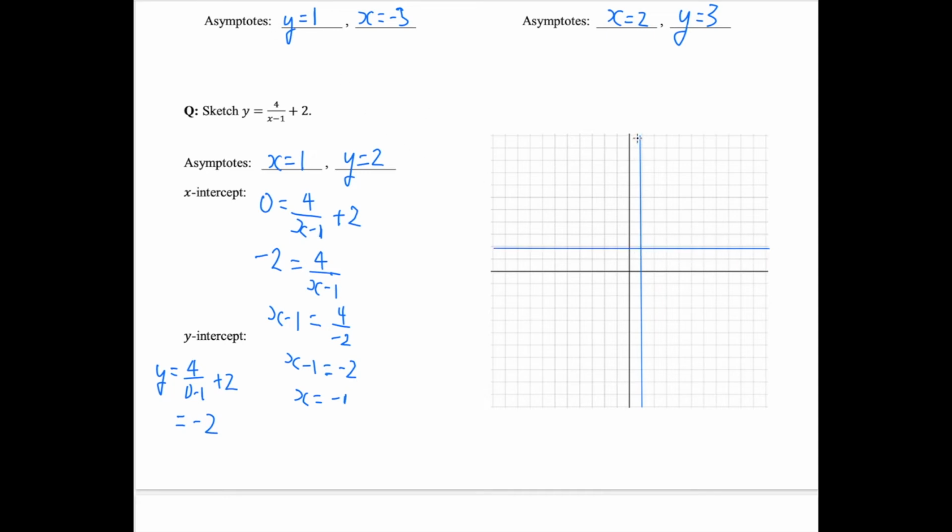Okay, so make sure you draw the arrows because the line keeps on going. X equals to minus 1. Oh, sorry, x equals to 1. Y is equal to 2. Alright, now we label the x and y intercepts. So the x intercept is minus 1. Y intercept is minus 2.